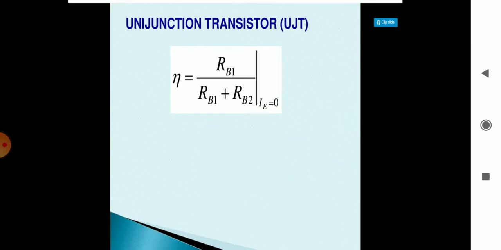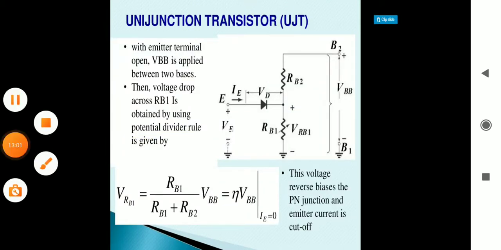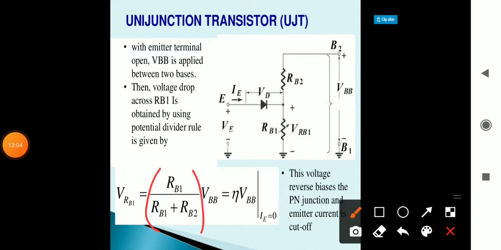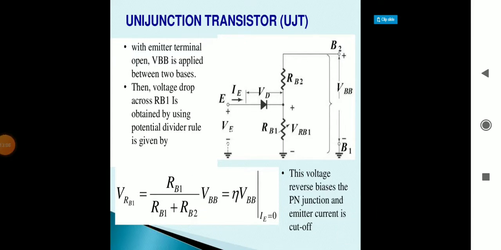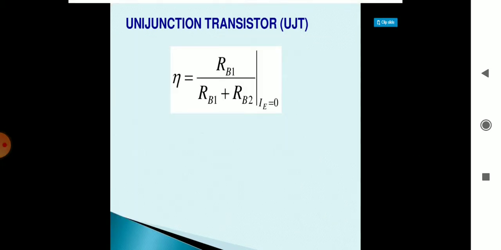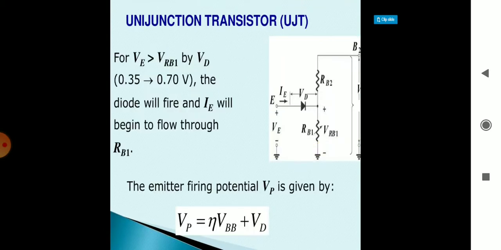So that eta, we represent by RB1 by RB1 plus RB2. That is the intrinsic standoff ratio, that is given over here. RB1 by RB1 plus RB2 can be written as eta, that is the intrinsic standoff ratio.